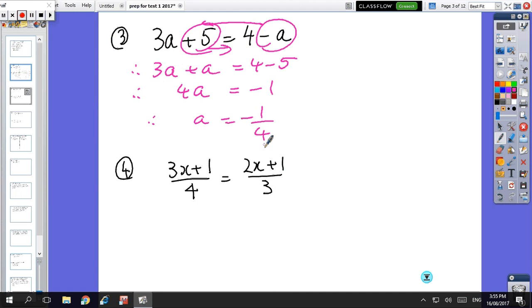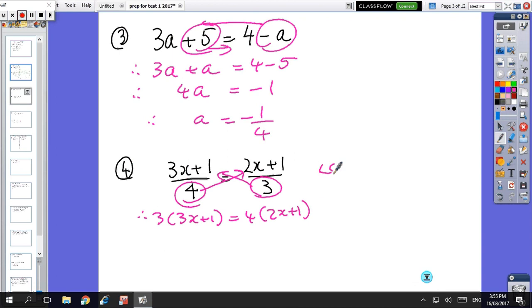Okay, next one, lowest common denominator is 12, but it's just an easy cross multiply which does the same thing. So the next line is 3 bracket 3x plus 1 equals 4 bracket 2x plus 1. So the lowest common multiple is 12, and that's what I'm doing. They're both over 12, and then you just forget about them. Forget the 12s. So 9x plus 3 equals 8x plus 4.